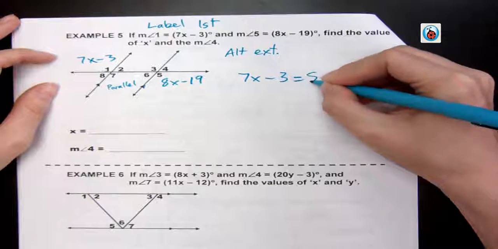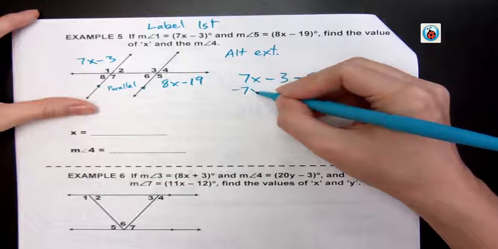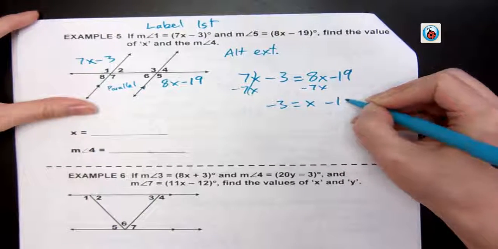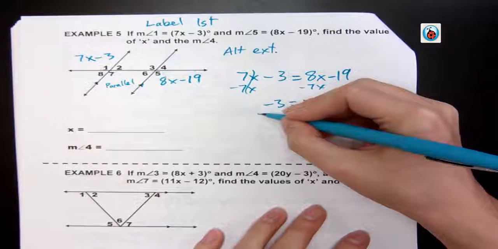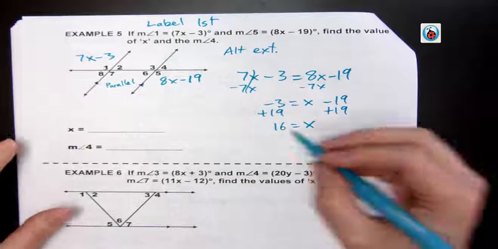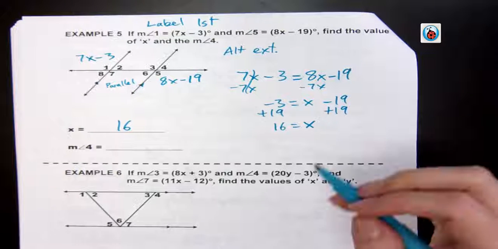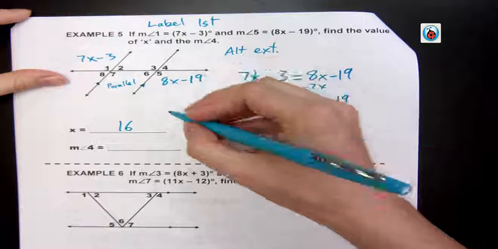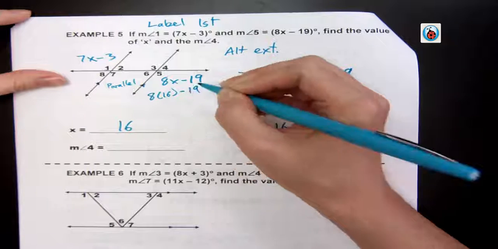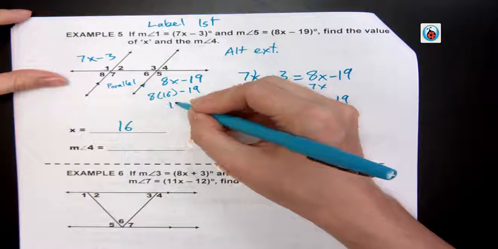So 7x minus 3 equals 8x minus 19. And we solve. So minus 7x to give me negative 3 equals x minus 19. I add 19 to get 16 equals x. And then it asked me to find angle 4. And so first I'm going to plug it in. So 8 times 16 minus 19. And when I do that math, that gives me 109.